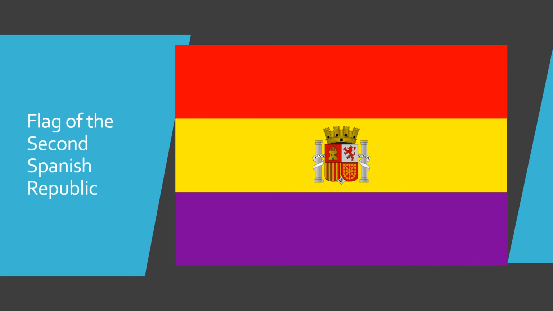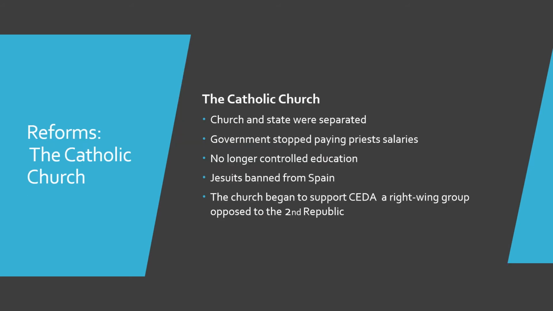This is the flag of the very short-lived Second Spanish Republic, which lasts from 1931 to 1933. During that period, they did try to introduce a number of reforms. They did try to modernize Spain, but ultimately all of these were stymied when they fell from power in 1933 and a right-wing government was re-elected in its stead.